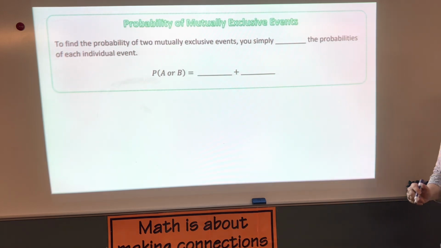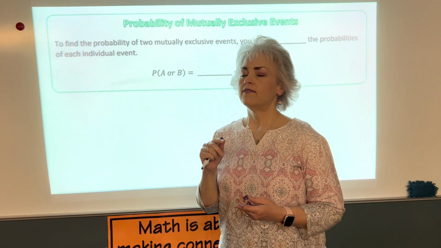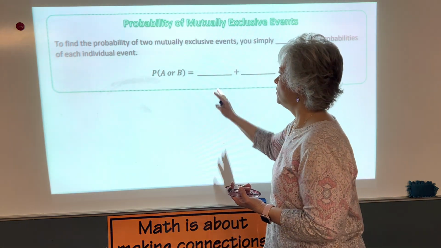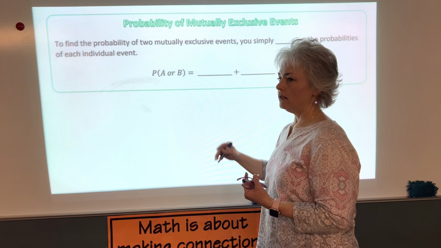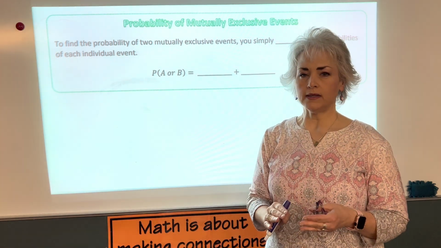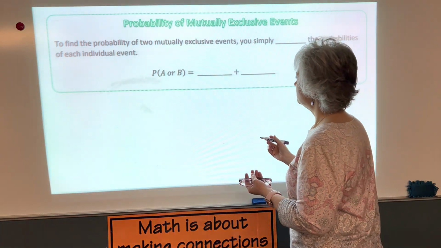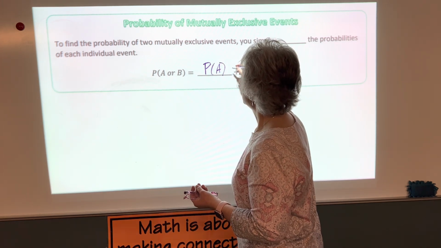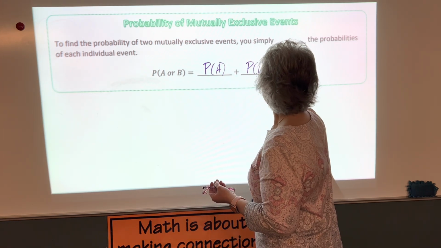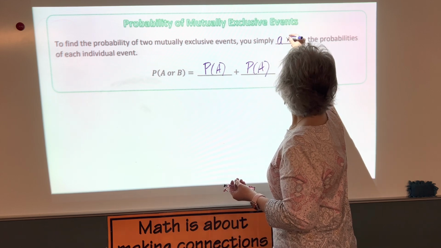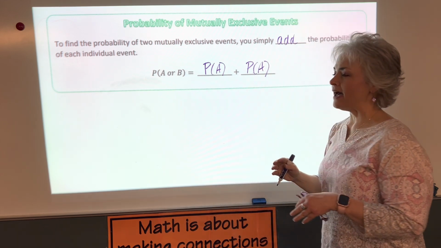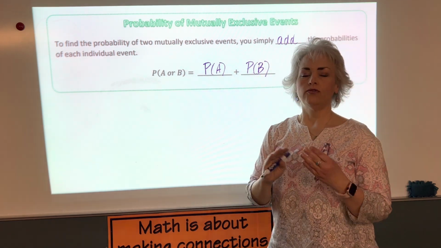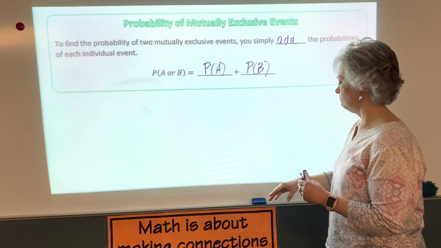Okay, so when we're finding the probability of mutually exclusive events, we add each individual possibility. So you would have the probability of the first event plus the probability of the second event. We add those together, okay? That's all we do.